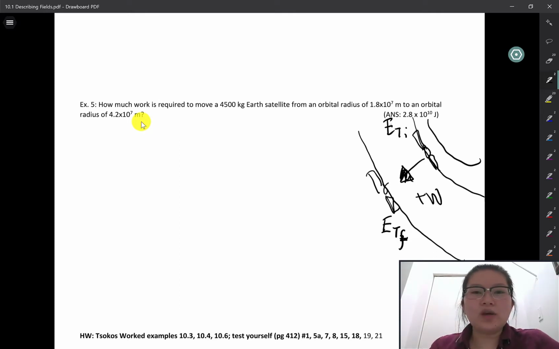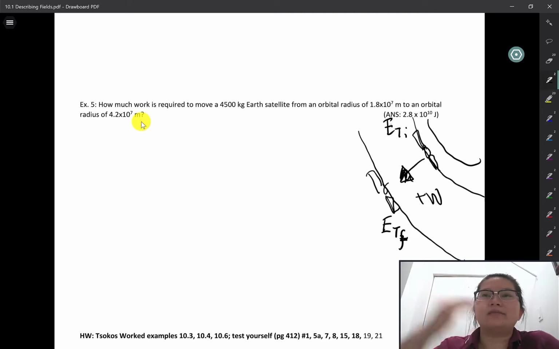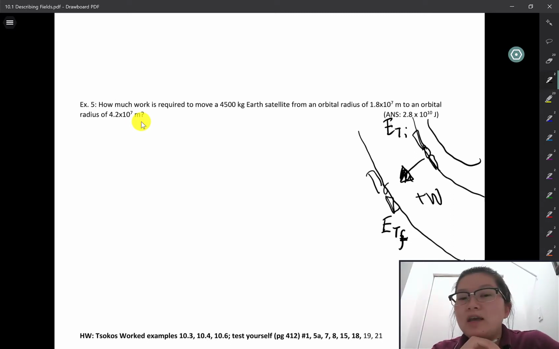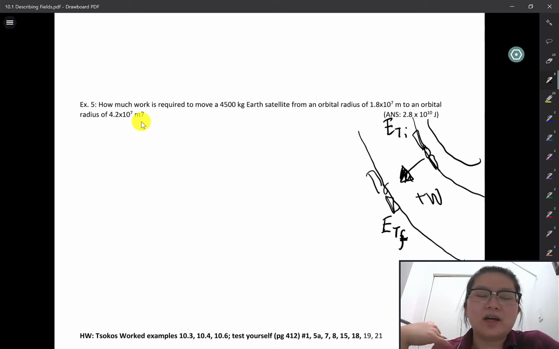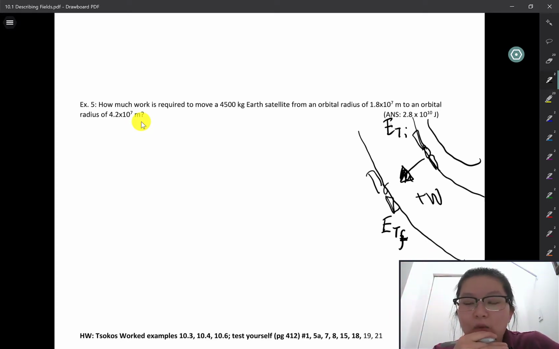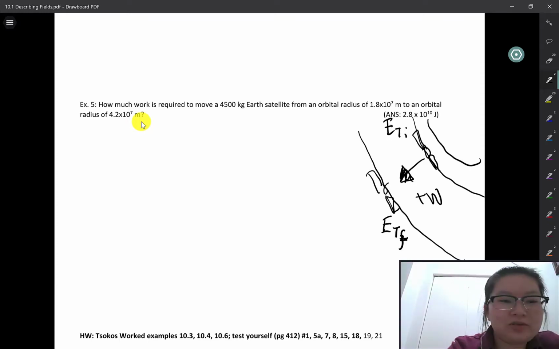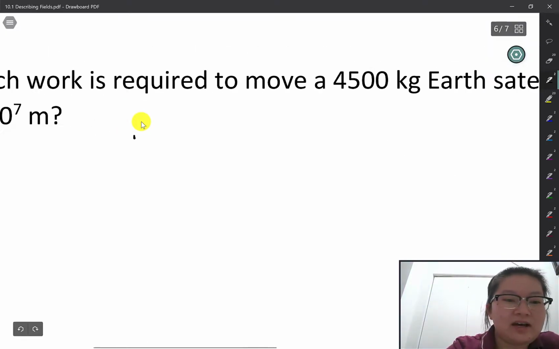So couldn't we just take the difference in the total energies and say, since there's no energy being lost in the work being done? So assuming all this work being done is to get this satellite to a higher orbit, then we can just look at the difference in the energies. We don't have to worry about the path taken, assuming no energy is lost in this process. So let's do that. Let's take the difference in the total energies.